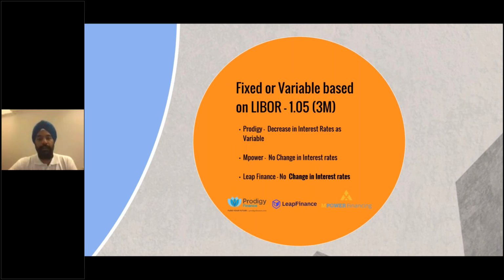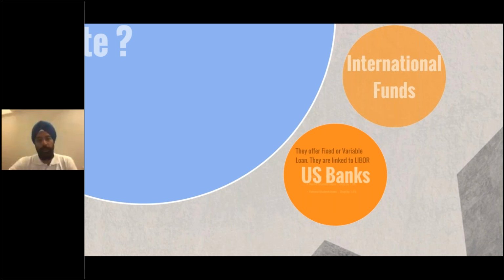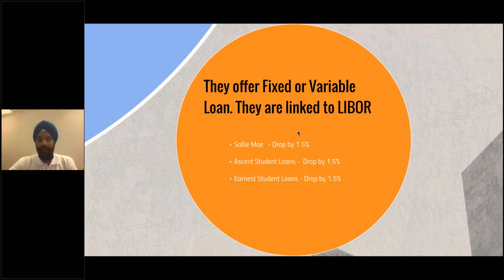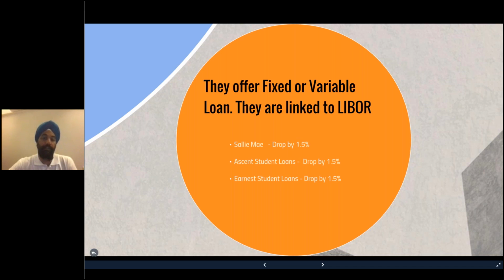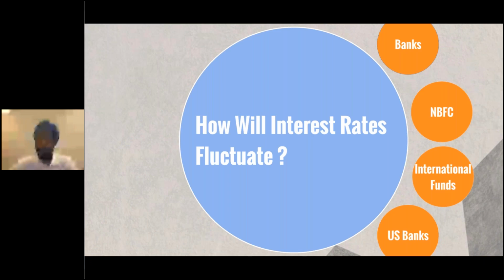Loans, fixed or variable, are linked to LIBOR. Now, all the financial providers across the board have decreased their rates by about 1.5%. That is good news. So all of you who have taken US bank loans or are planning to take US bank loans, these loans are definitely on the decrease. Let me put it to you that Indian loans are all flexible. None of them is fixed.